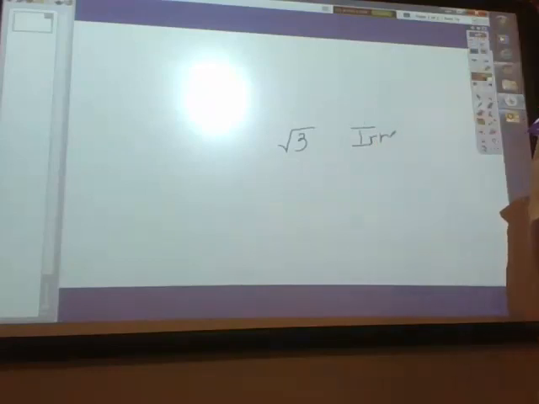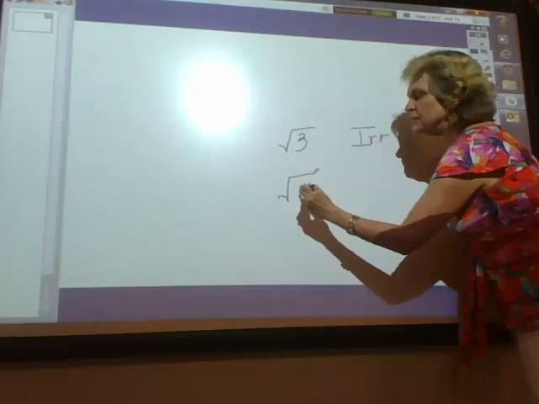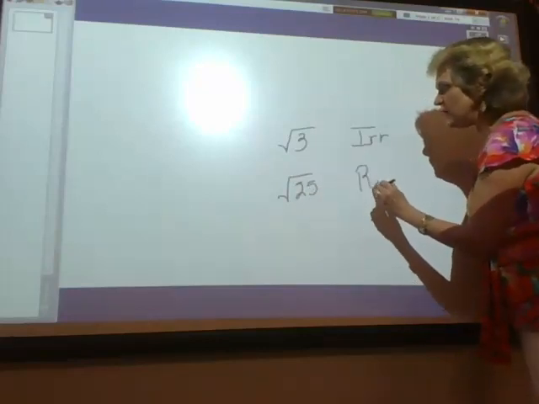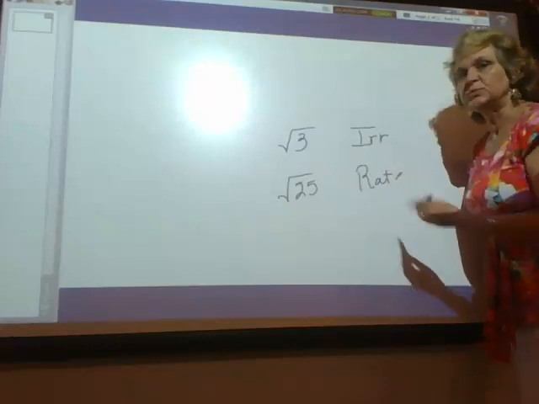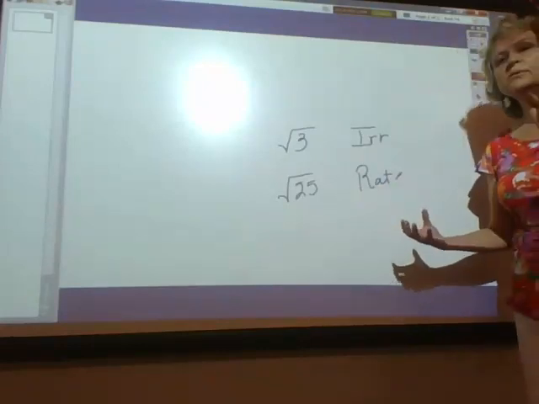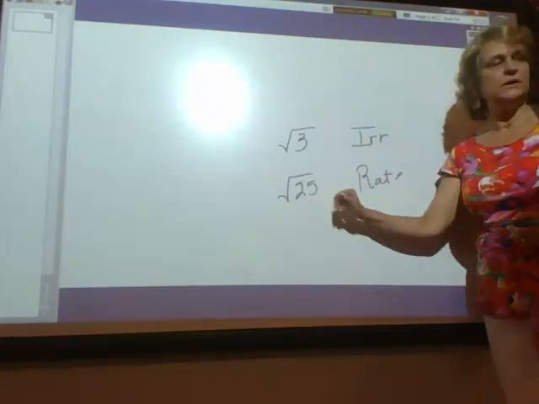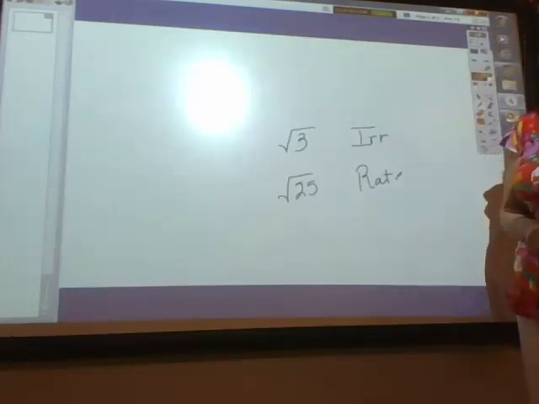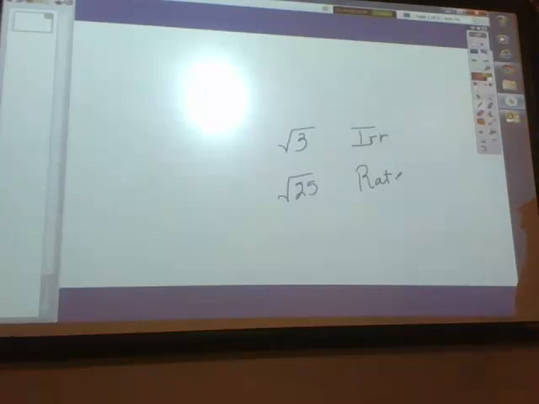The next one, example 5, radical 25. Okay, that's a perfect square, right? So that is rational because we know that answer. We know what number multiplied by itself will give us 25. Okay, the next one, radical 35, that's irrational. And example 7, as you see, the opposite of radical 49 would be negative 7.